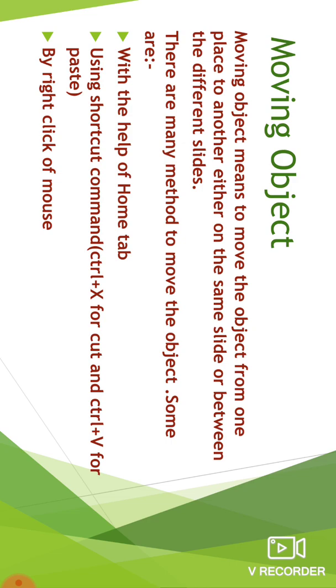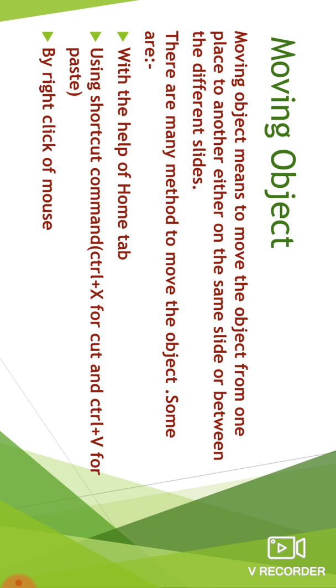Third method is right click of the mouse. So select the object, right click with your mouse, then a shortcut menu will appear in which cut, copy, paste all options will be there. Then according to requirement, select the cut option, then go to the new location, again right click, again the same shortcut menu will appear in which the paste option will be there. Click on the paste option, then your object will be shifted to the new location.